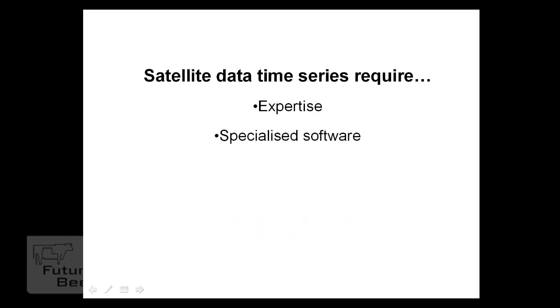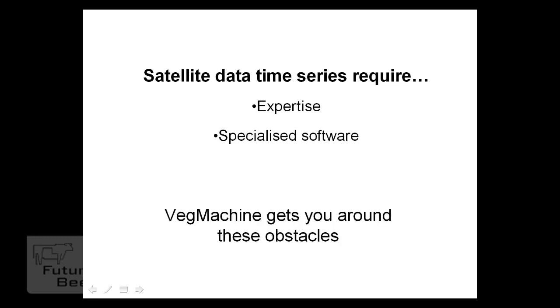There's a number of satellite image data sets that measure changes in vegetation cover over time. Historically, though, these data sets have been difficult to effectively access unless you have the appropriate training and software for the job. VegMachine was developed to get around these problems, and it allows you to choose an area of interest and see how cover has changed in that area over time.